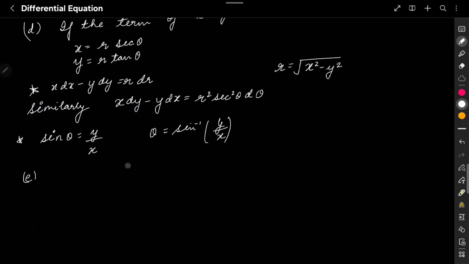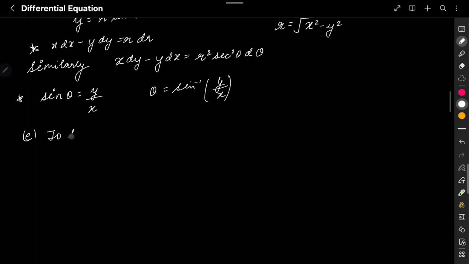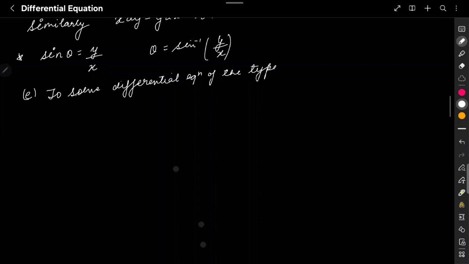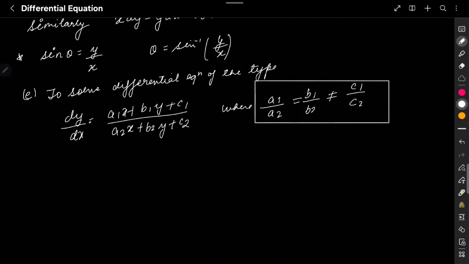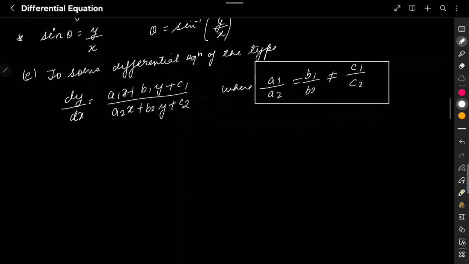E, we have, when we get to solve a differential equation of the type dy by dx is equal to a1x plus b1y plus c1 upon a2x plus b2y plus c2, where a1 upon a2 is equal to b1 upon b2, but it's not equal to c1 upon c2. This condition is important.